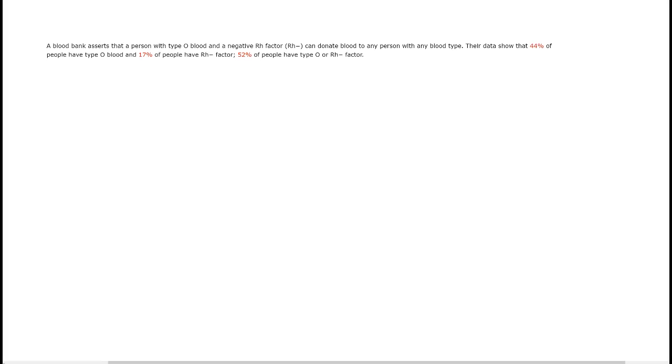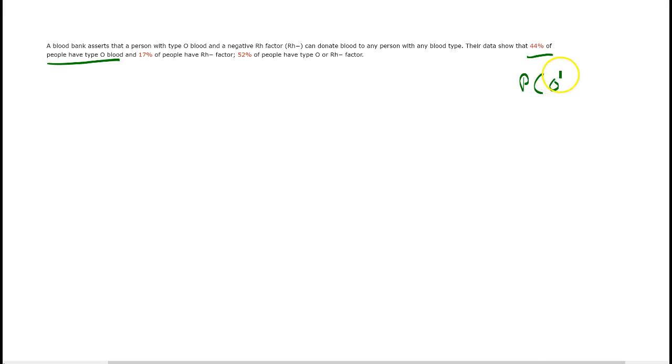Okay, so a blood bank asserts that a person with type O and a negative Rh factor can donate blood to any person with any blood type. The data shows that 44% of people have O blood. So let's look at that.